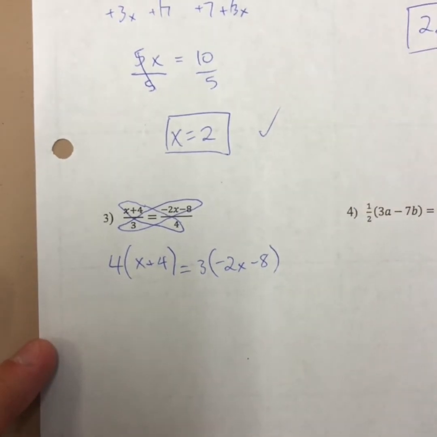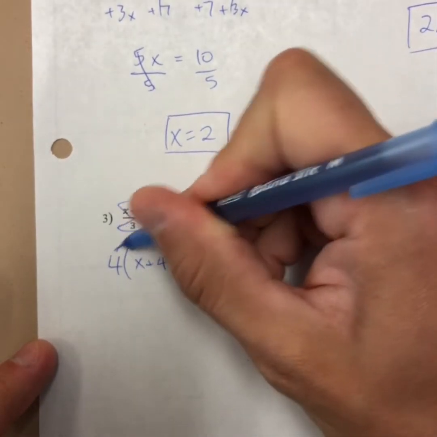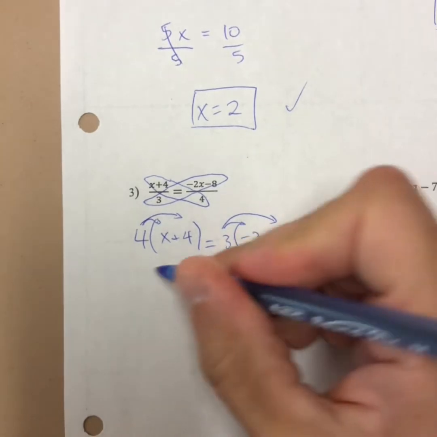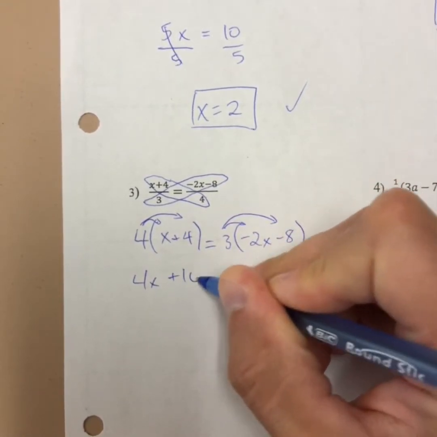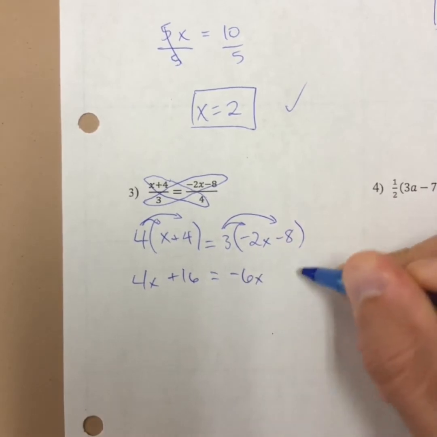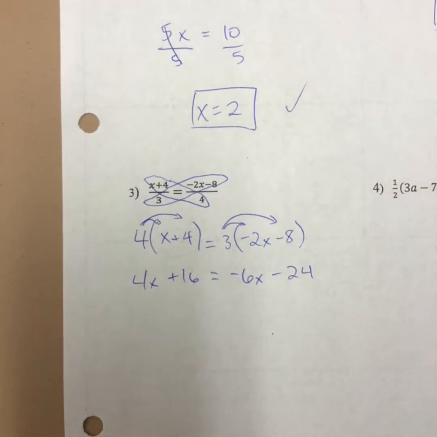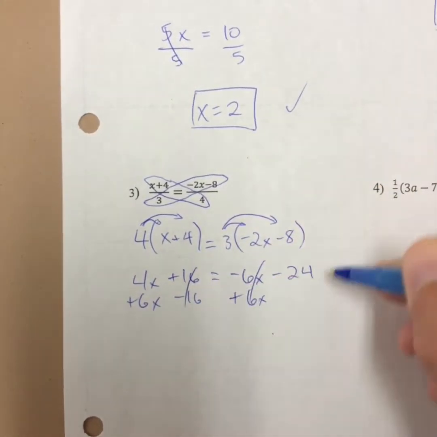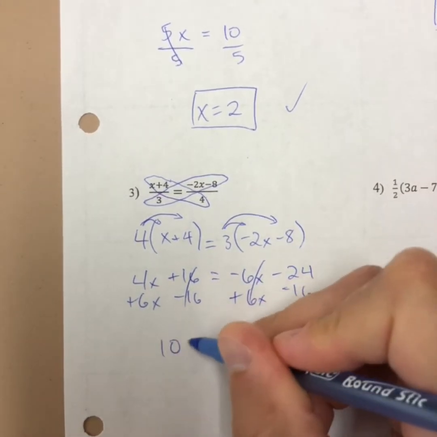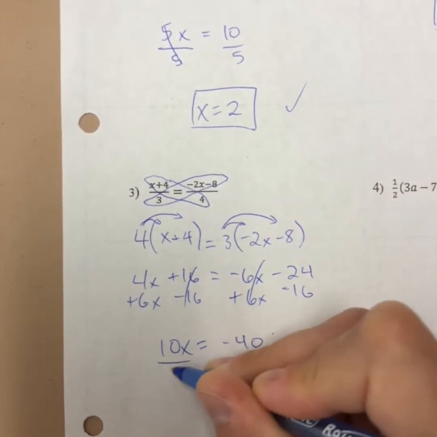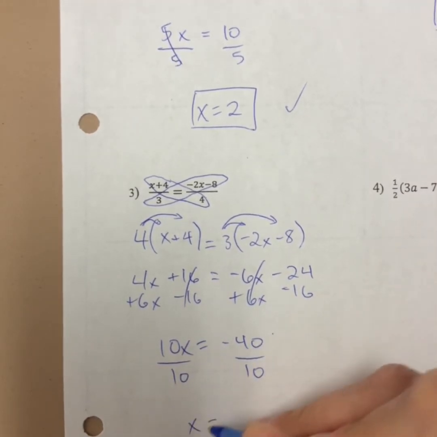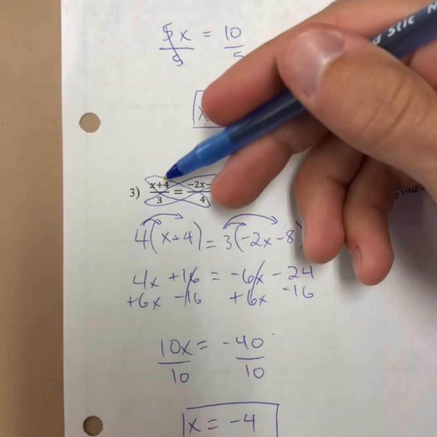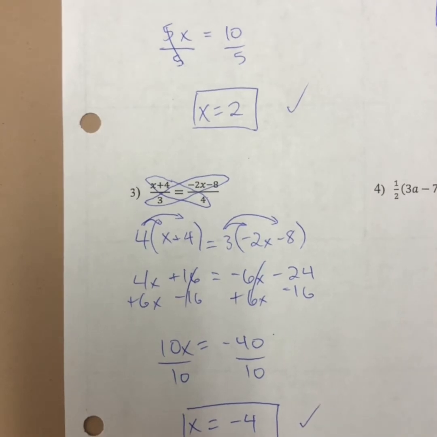From here, it's basically like the first problem, okay, except we have distributive property on both sides. So be careful with that. And from here, 4x plus 16 equals negative 6x minus 24. All right. I would add 6x to both sides. Subtract 16. That's going to get me 10x equals negative 40. Divide by 10. And we get x equals negative 4. Final answer. You can plug that back in and double check yourself. You should get 0 equals 0, so you know once again that is correct.